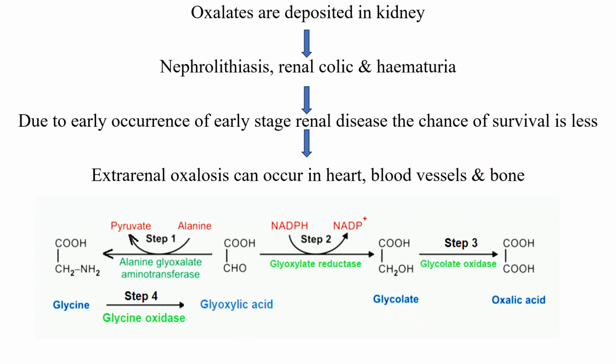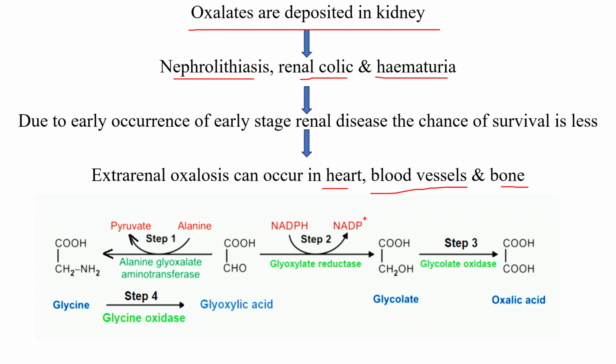These oxalates are deposited in the kidneys and lead to nephrolithiasis, renal colic, and hematuria. And due to early occurrence of end stage renal disease, the chance of survival is very low. Extrarenal oxalosis means, other than the renal, the stones can occur in the heart, blood vessels, and also in the bones.